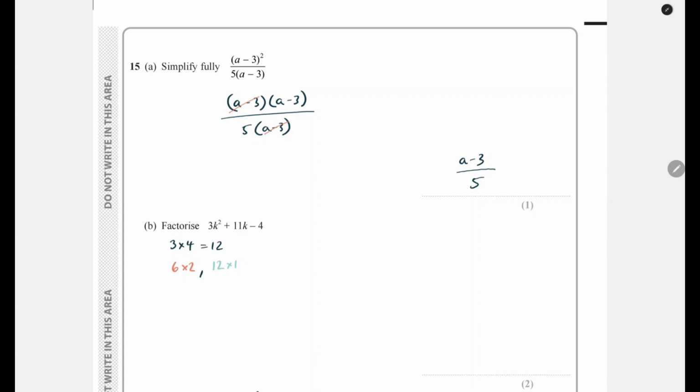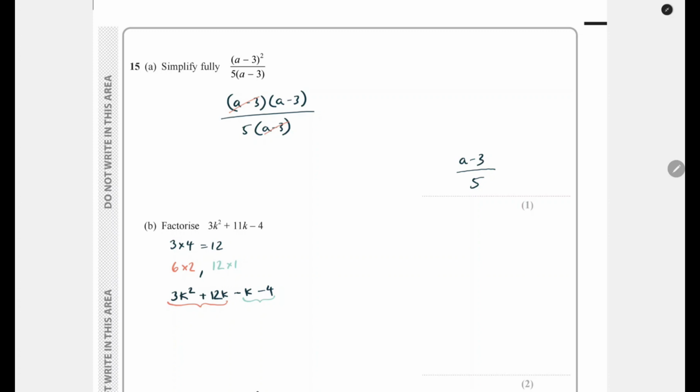We then have to ask ourselves, which pair added or subtracted from each other gives us the middle term, in our case 11? Well, that's going to be 12 minus 1. And so we can rewrite our quadratic as 3k squared plus 12k minus k minus 4. As the name suggests, we've just split the middle term 11k into 12k minus k. We can now deal with these separately, and we just need to factorize both parts.